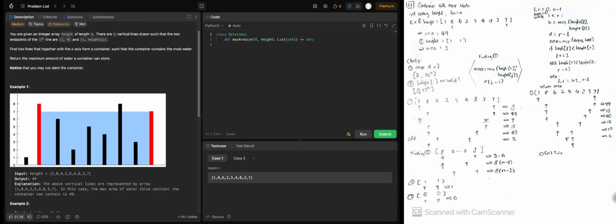So let's write down a finding here. Finding 1. Finding 2. If we have 8, 8.